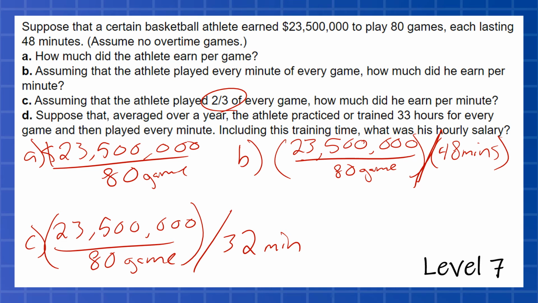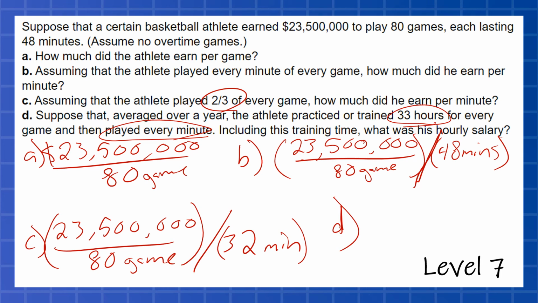So they only played 32 minutes. Well, then we're going to divide that, and that will give us that. Now, the last part is that the athlete will say, no. You can't just say for the minutes I was there, because I worked for every game. And let's say that on average, they practiced for 33 hours and played every minute. What would their hourly salary be?